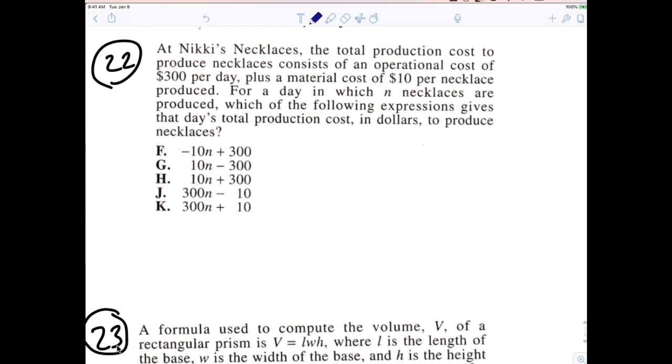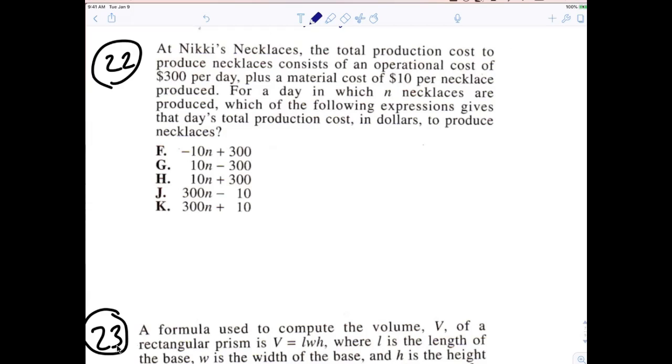22. Carter, why don't you read 22 for me? At Nikki's necklaces, the total production cost to produce necklaces consists of an operational cost of $800 per day, plus a material cost of $10 per necklace produced. For a day on which 10 necklaces are produced, which of the following expressions gives that day's total production cost in dollars?